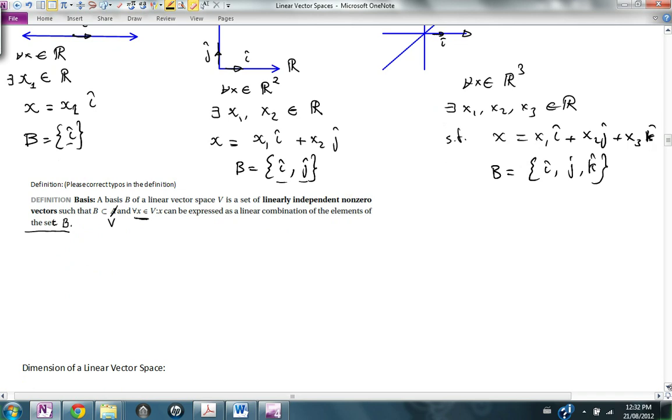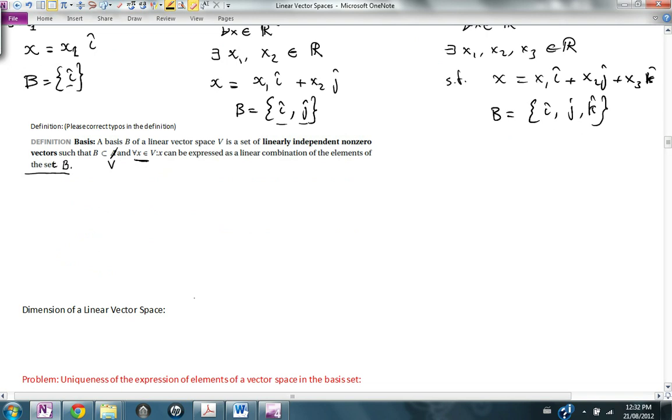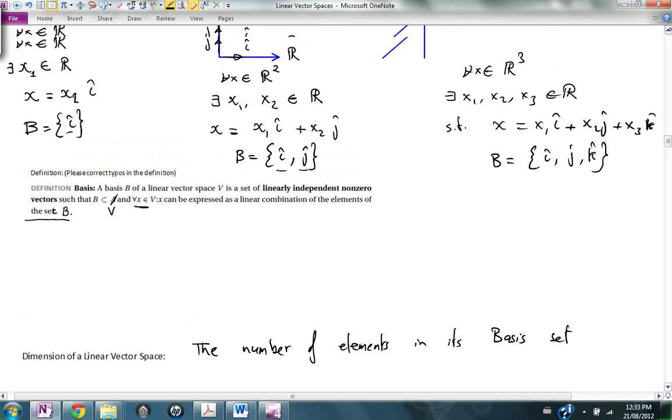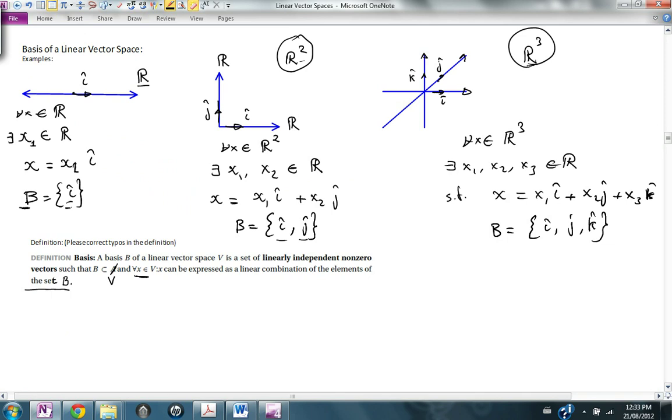What is the dimension of a linear vector space? The dimension is the number of elements in its basis set. So when we're talking about R, R has only one dimension because the basis set has one element. R2 has two dimensions because the basis set has two elements. R3 has three dimensions because the basis set has three elements.